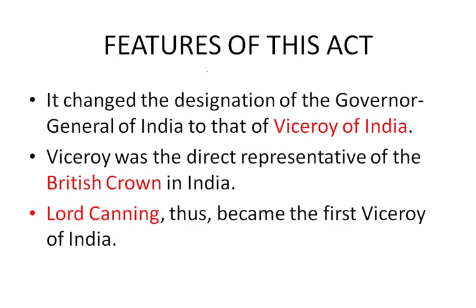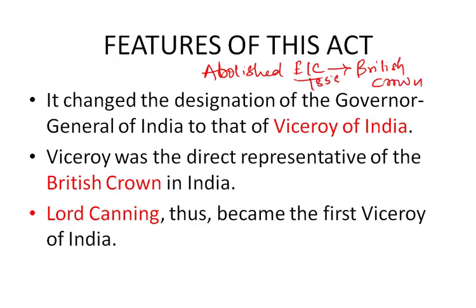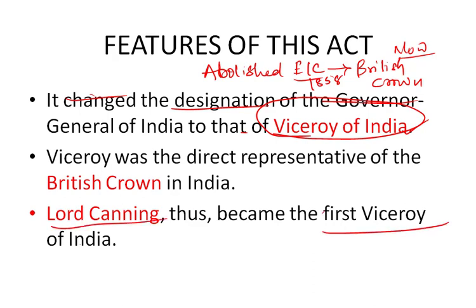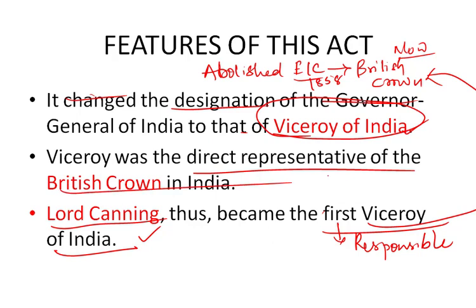This act abolished the East India Company and transferred the powers of government, territories and revenues to the British Crown. The company rule was ended in 1858. The Crown's rule began now. The designation of the Governor General of India was changed to Viceroy of India, and Lord Canning became the first Viceroy of India. The Viceroy of India is appointed by the Crown and responsible to the Crown because he is the direct representative of the British Crown in India.